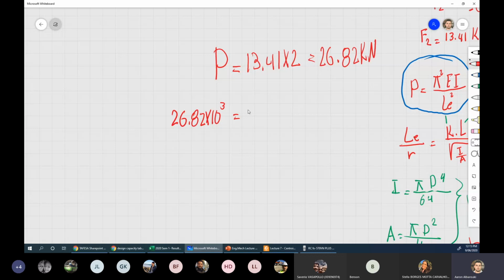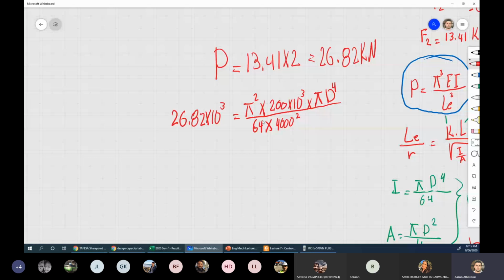I'll change it to newtons, equals pi squared times E in megapascals, always for millimeters and newtons. So it'll be 200 times 10 to the power of 3 times I. This is the value of I, so I'll just put it here again, pi d to the power of 4, all divided by 64, multiplied by LE, which is 4,000 millimeters, squared. Look at this, guys. Everything is known. The only unknown is d. And again, it's just easier to have those in your calculator. You can rearrange things, or you can just enter. So d would be 64 by 4,000 squared by this number, divided by all of this, to the power of 1 on 4.